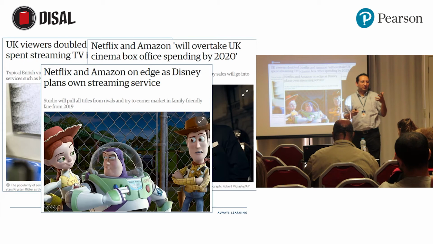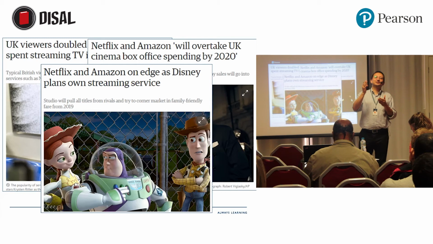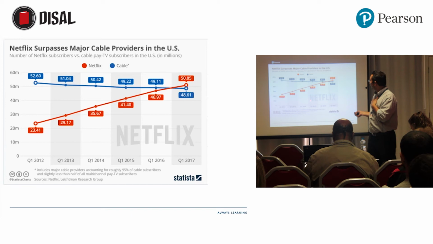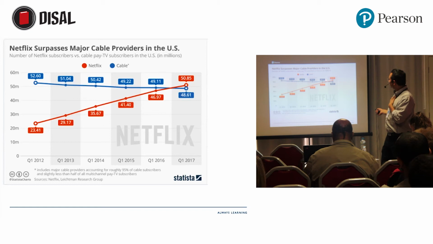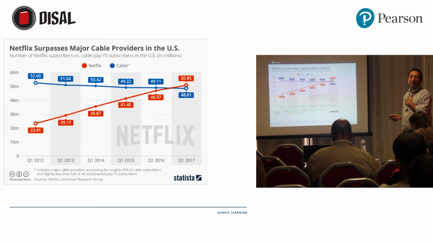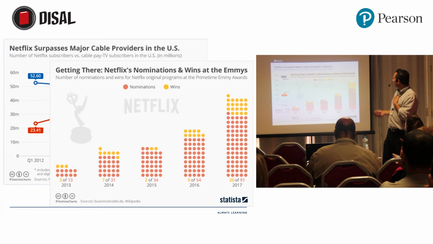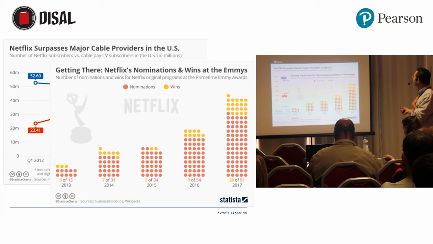So it was probably a right decision when Netflix refused. When Netflix was a startup and Blockbuster, the rental video store, tried to acquire it, it was probably the right move to reject the offer. In the first quarter of this year was the first time Netflix subscribers topped cable TV subscribers in the United States. Hello? So there are more Netflix subscribers than cable TV subscribers. And this is something that happened this year with nominations and wins at the Emmys, the Emmy Award from North American television.